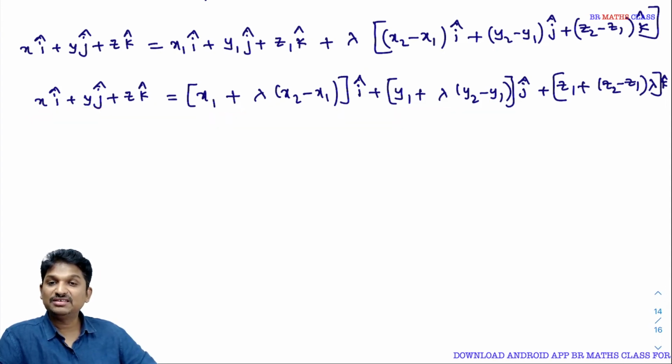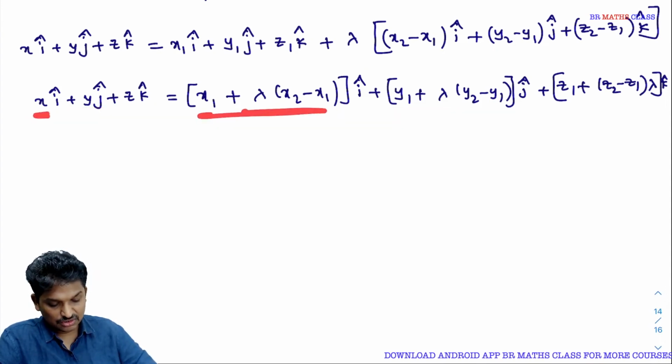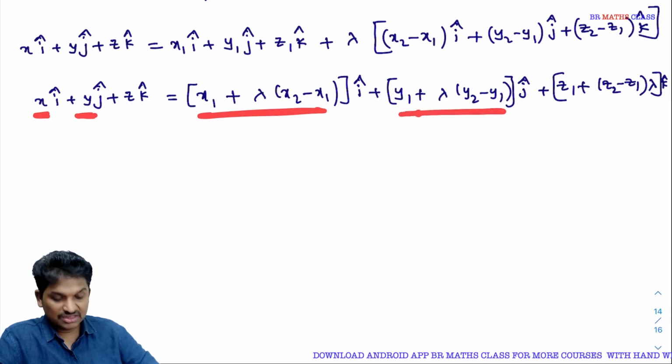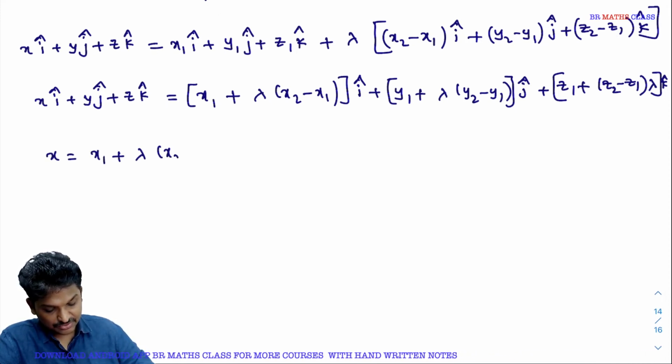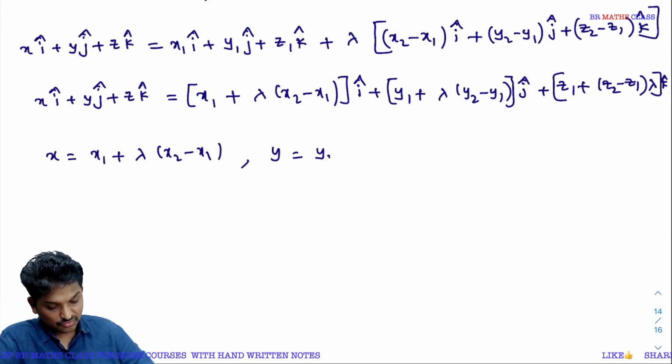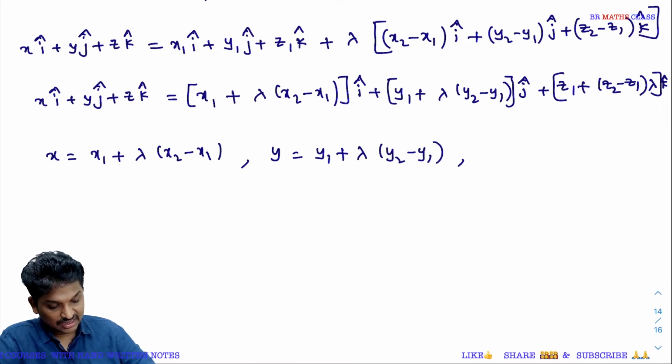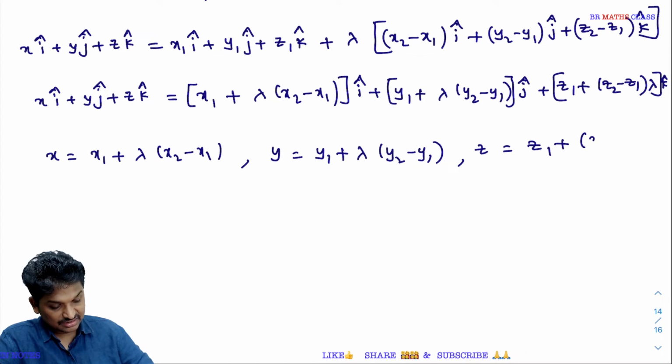Now here this side one vector is there, this side another vector is there. You equate the scalar components. Here x equal to this one, y equal to this one, z equal to this one. You equate, what you will get? X equal to x1 plus lambda times of x2 minus x1. Y equal to y1 plus lambda times of y2 minus y1. Z equal to z1 plus z2 minus z1 into lambda.